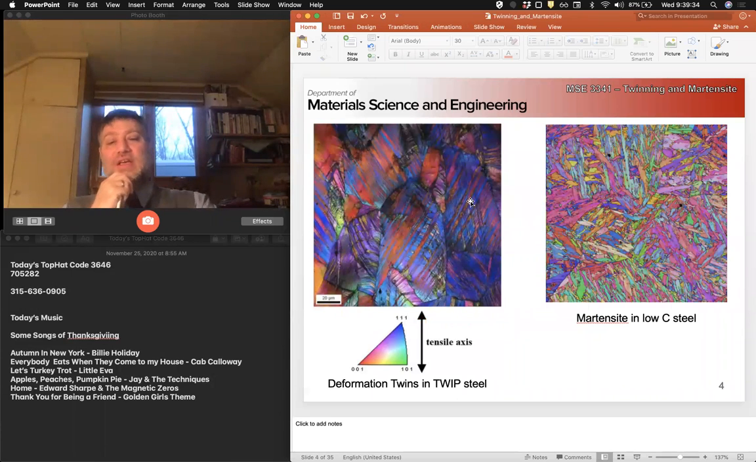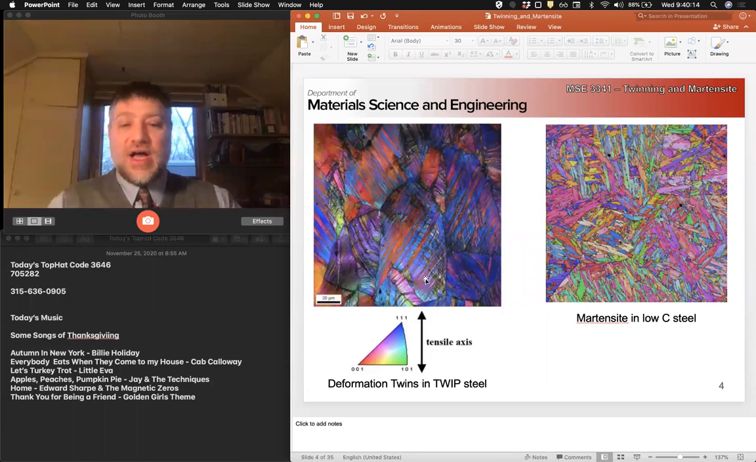So here we see a high amount of deformation twinning in a TWIP steel. This is a twin-enhanced plasticity mechanism in certain steel compositions. And here we see martensite in low carbon steel, right? Martensite is not important only in metals. There's many ceramic and geological materials that have martensite transformations.